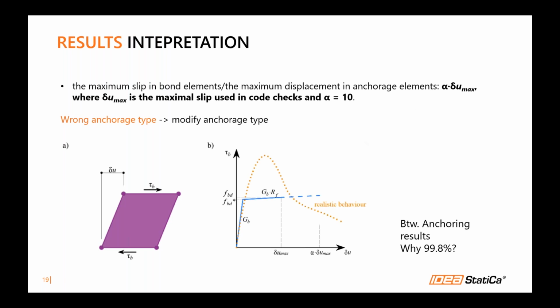When it comes to the third criterion, the maximum slip in the bond elements, it's usually not the one, but when it is, you probably forgot to modify the anchorage type. So just add the hook or the bond that represents reality the best, and it should be okay. But the common question about the anchorage results is why I always have 99 point something percent.